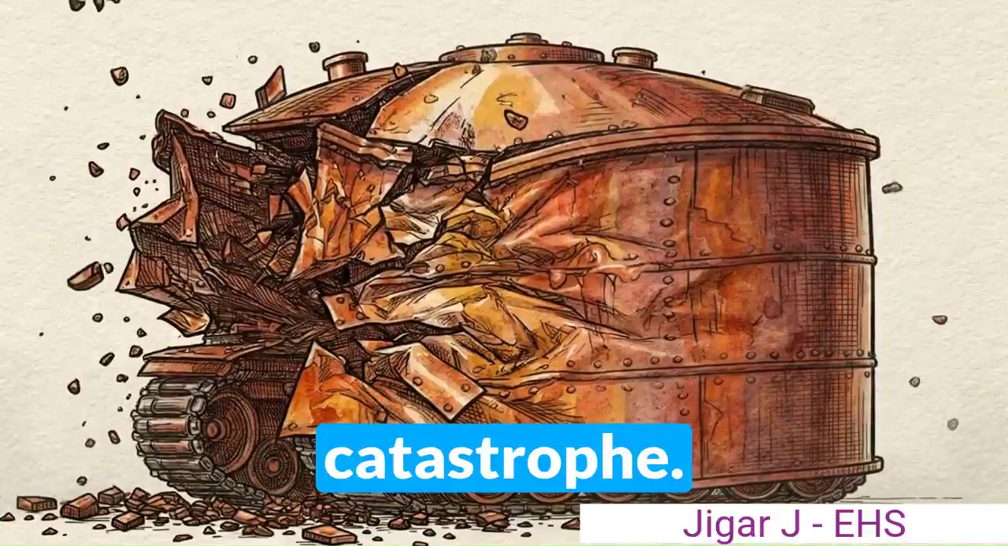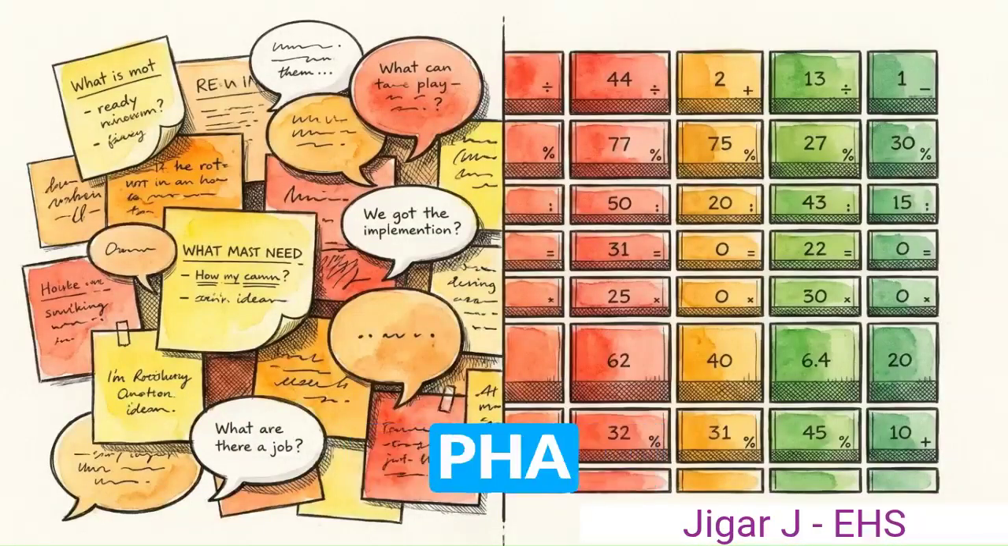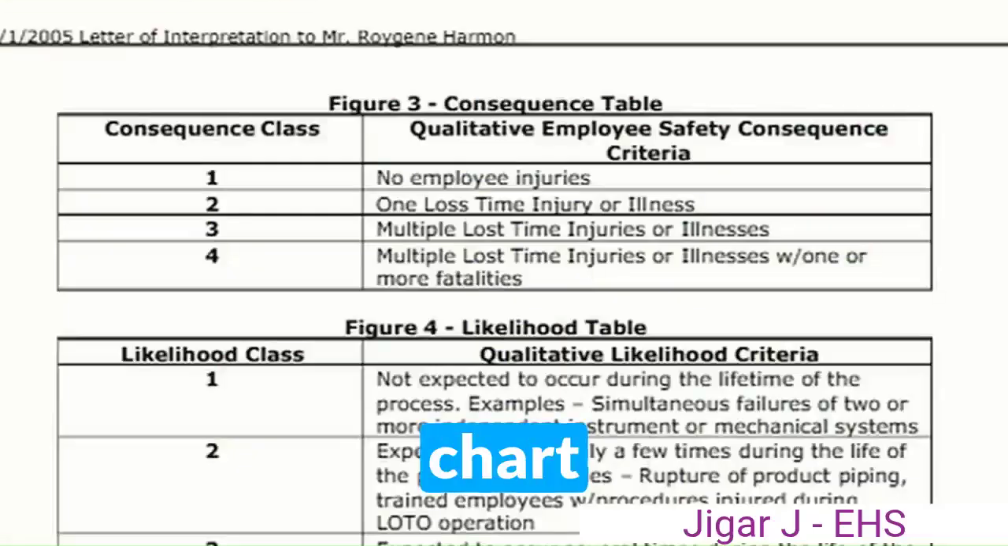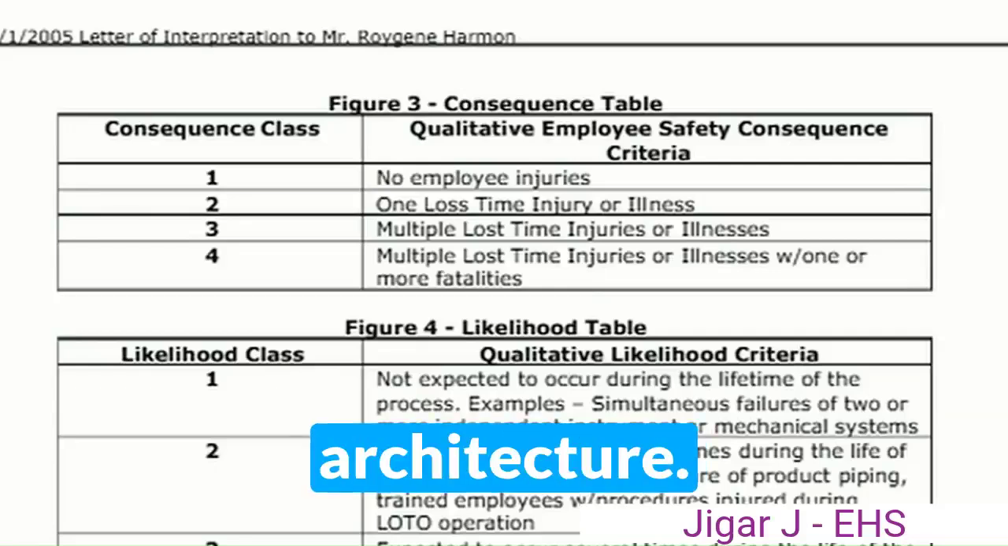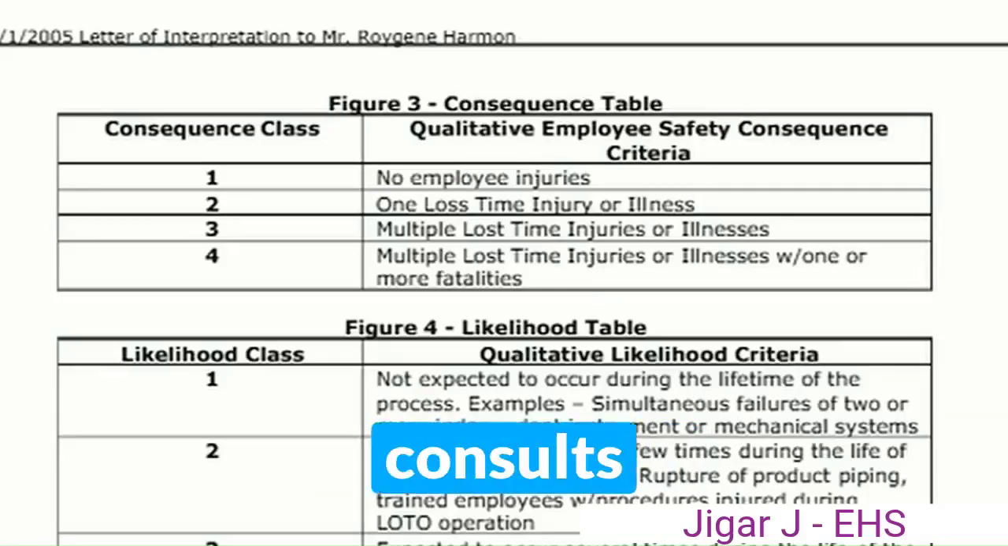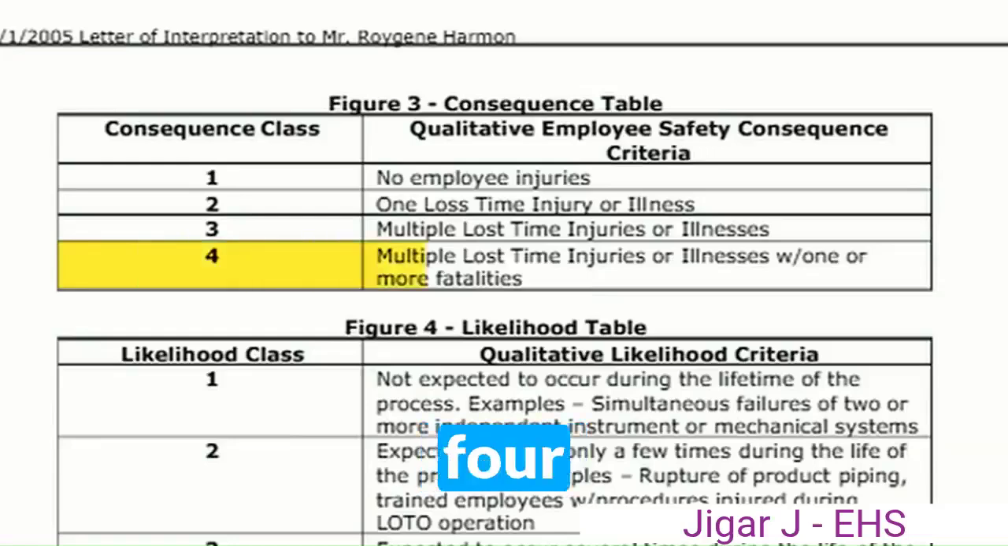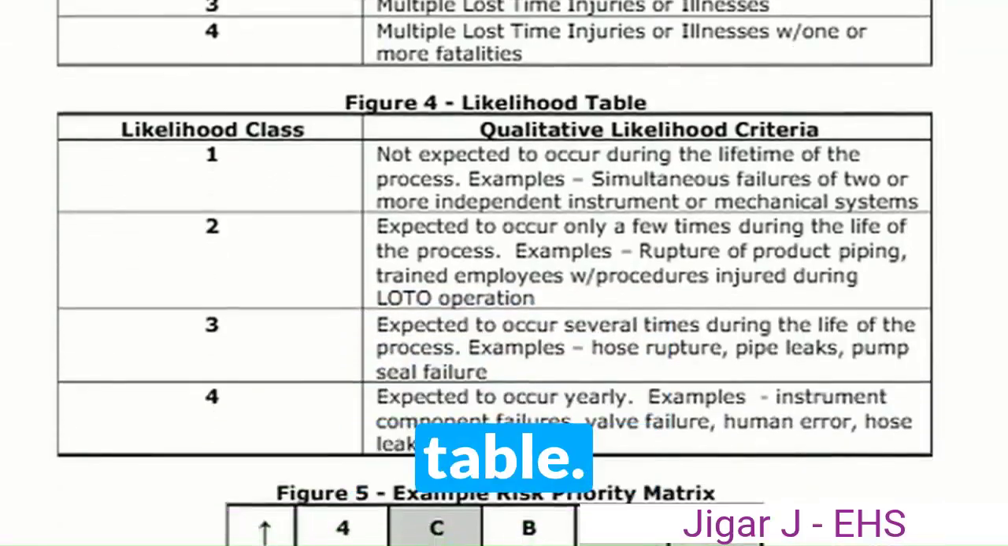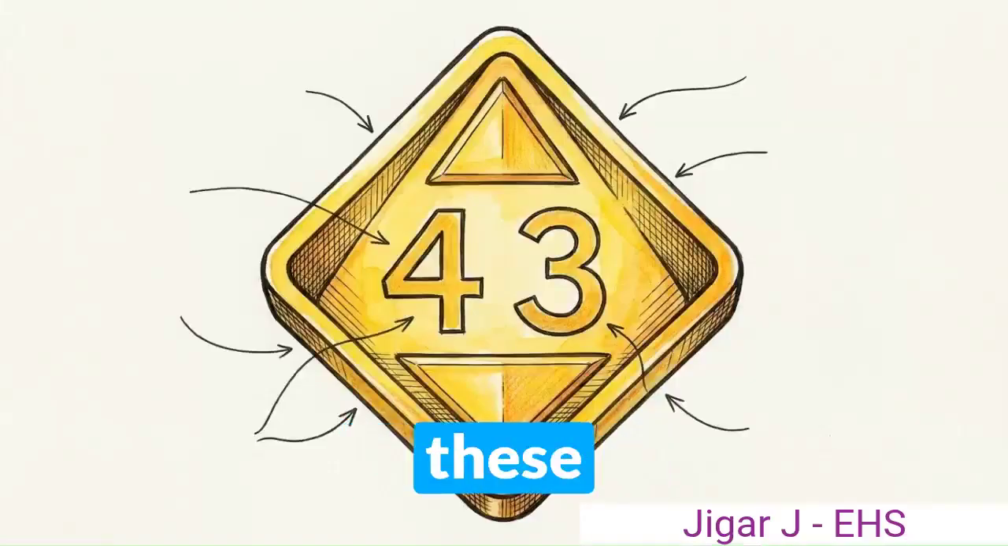Once the hazards are identified, the PHA team must standardize their findings, translating theoretical debate into strict operational data. This chart shows the standard risk evaluation architecture. To measure severity, the team consults the consequence table. A Class 4 event is defined as resulting in multiple injuries or fatalities. Next, they measure probability using the likelihood table. A likelihood class of 3 means the event is expected to occur several times during the life of the process. By combining these two metrics, the team maps the true risk level.